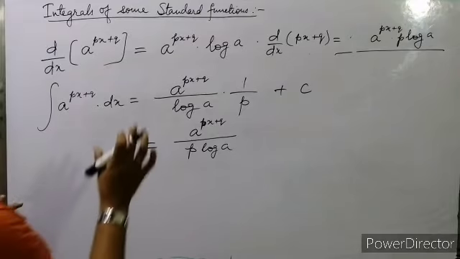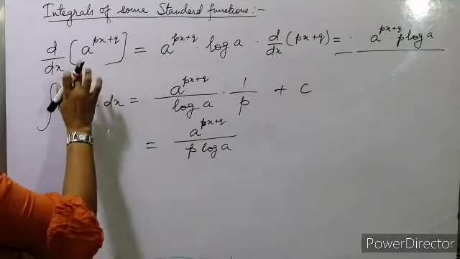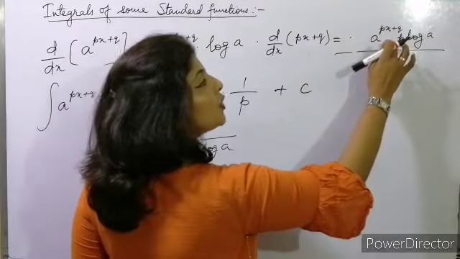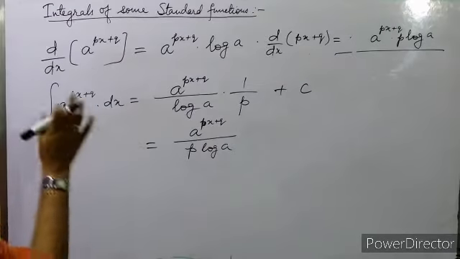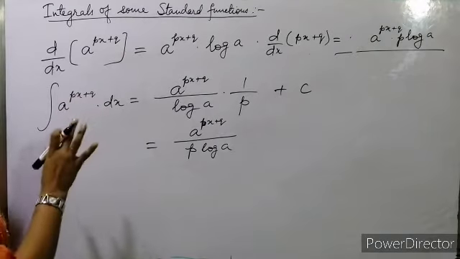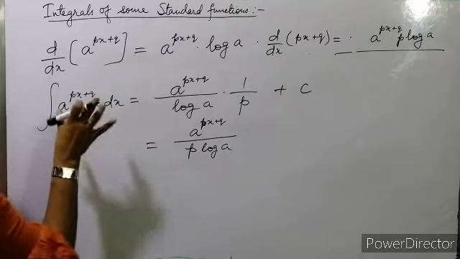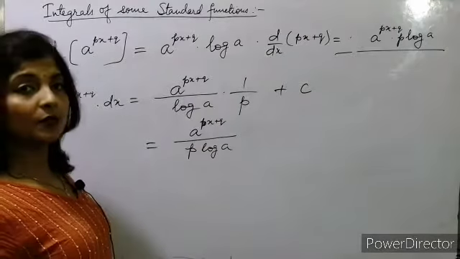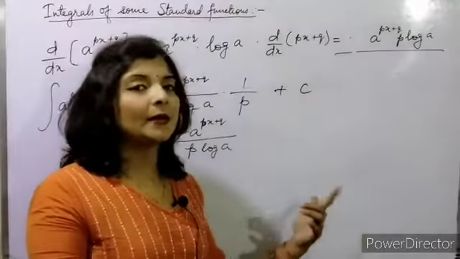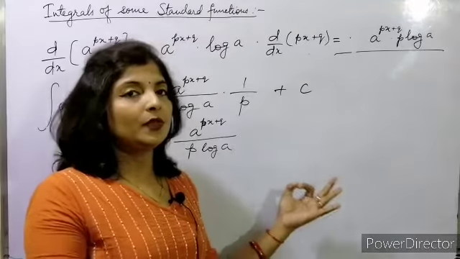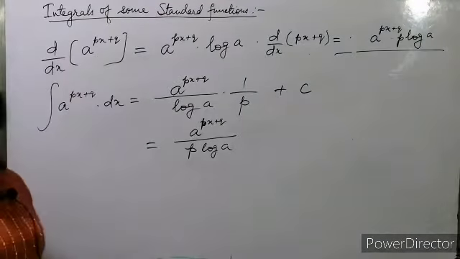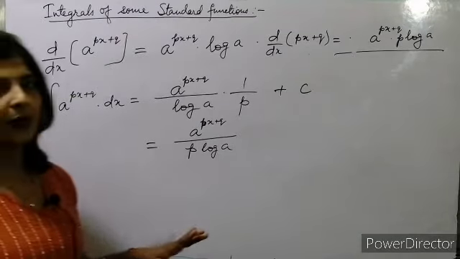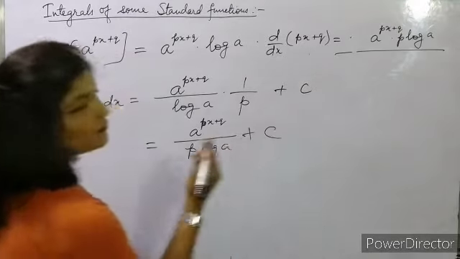So after differentiating a to the power px plus q, we got a to the power px plus q multiplied by p log a. But when we integrate the same function a to the power px plus q with respect to x, we got a to the power px plus q divided by p log a. So after differentiating we have to multiply, meaning the same function f(x) that we took, into p log a, and here f(x) divided by p log a. Okay, and plus c we should always keep.